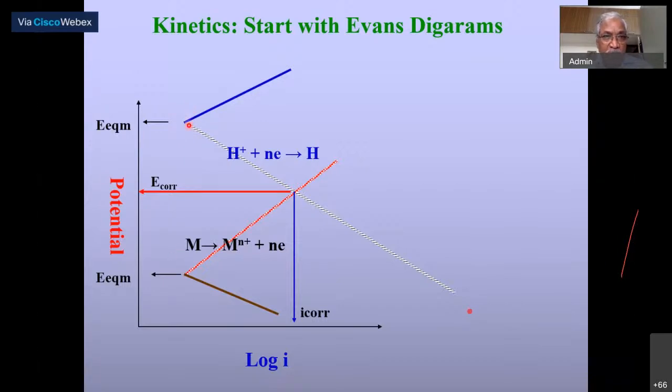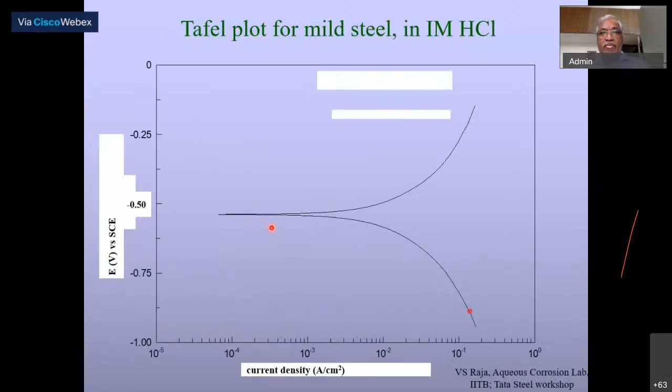Because there are two different potentials apart, they start polarizing. This guy starts moving towards negative potentials, and this guy starts moving towards the positive potentials. You have a place where the rate of oxidation is equal to the rate of reduction. You get Ecorr, icorr here. So what we are going to do is measure only icorr and Ecorr here. And of course, we are going to measure the Tafel slopes in addition to this.